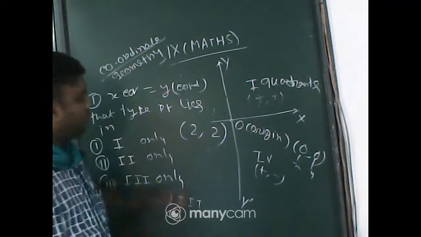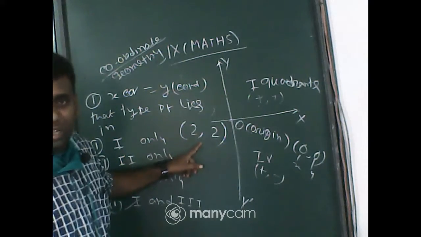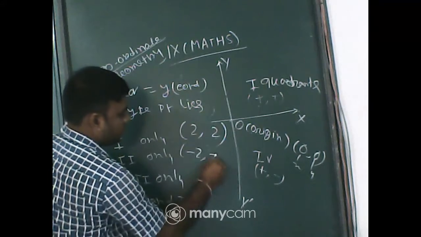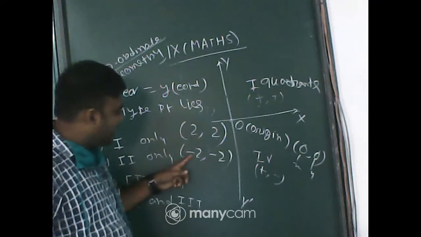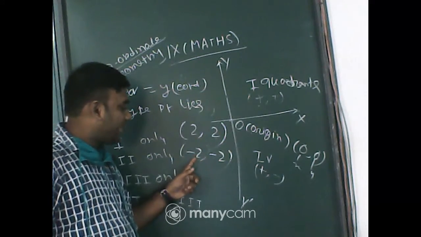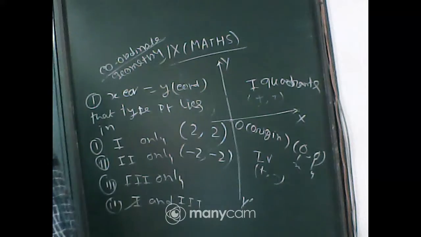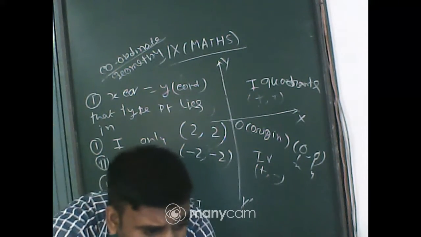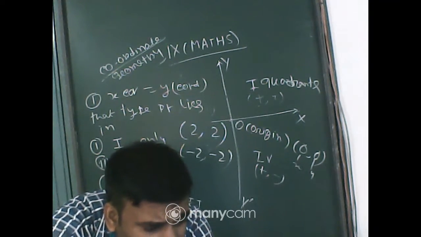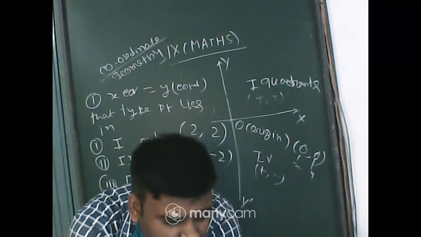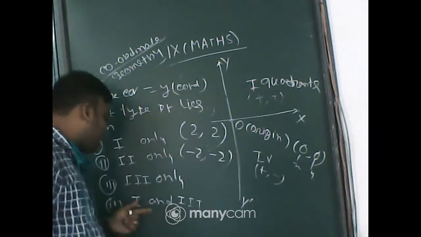(2, 2), both are equal. The x coordinate is 2, the y coordinate is 2, it lies on the first quadrant. If x is negative and y is negative, it must lie on the third quadrant. Also, the x coordinate equals the y coordinate. That's why the correct answer is 1 and 3.